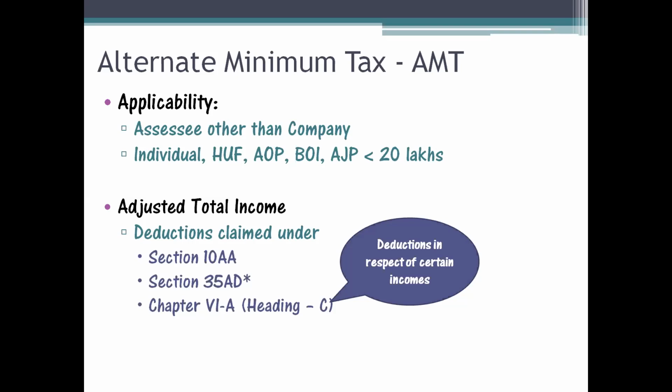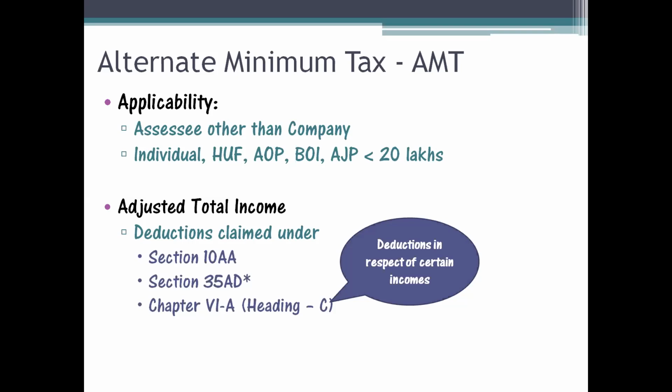So first, what is adjusted total income? Based on our knowledge from other chapters, we can now compute total income. So what is this adjusted total income? Total income adjusted for deductions claimed under section 10AA, section 35AD, and chapter 6A, heading C. So what is this part C of chapter 6A? It is deduction in respect of certain income.